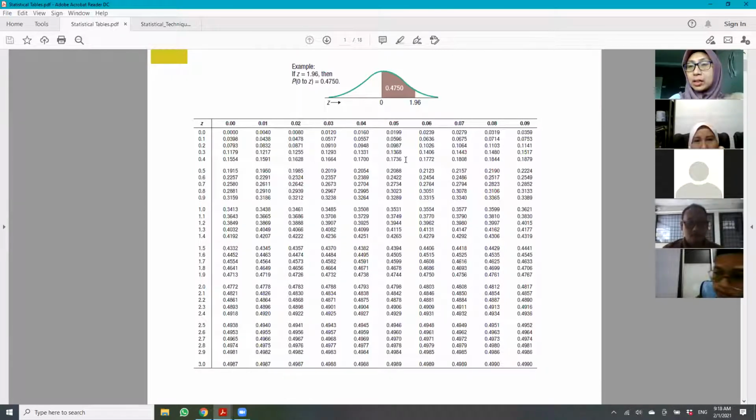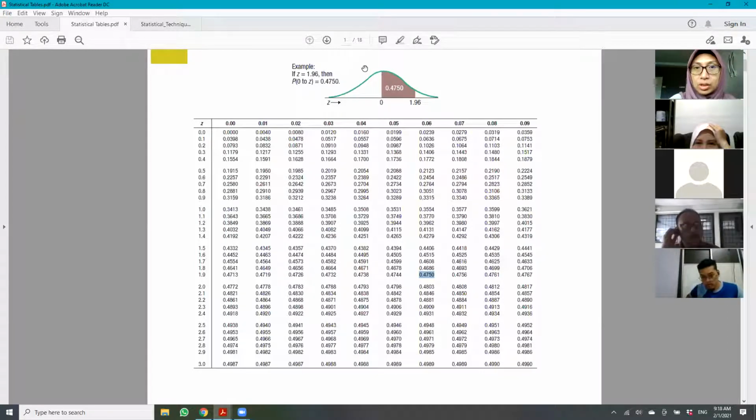If you calculate your Z and you got 1.96, how do you know? Nampak ni? 1.96 kan? Okay. So you go here, tengok kat Z, 1.96. Mana 6? Sini. Nampak tak ni? So your probability, if your Z is 1.96, is 0.475. Nampak tak sini? Probability is the area that you shade, area yang you lorek di bawah, under the normal curve.